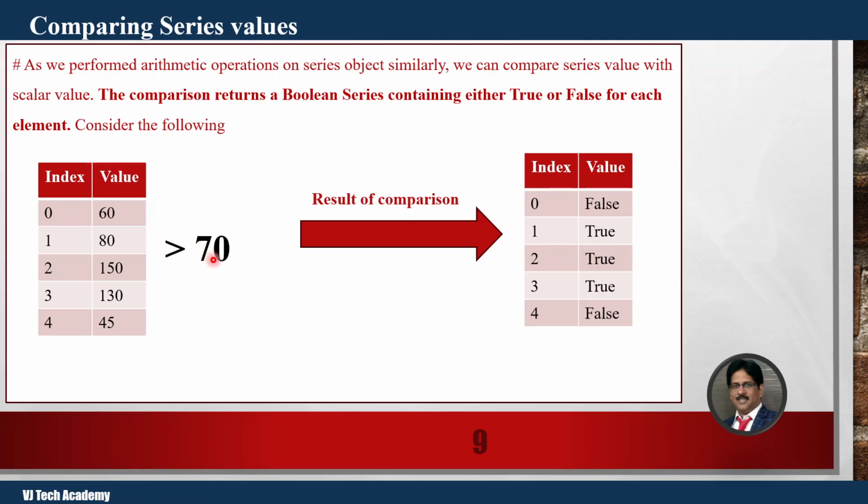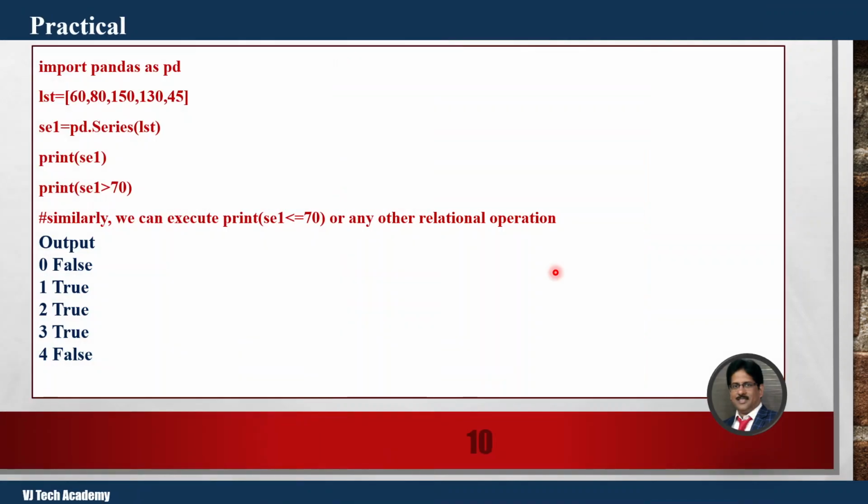80 greater than 70, yes, this is true. 150 greater than 70, this is also true. 130 greater than 70, this is also true. 45 greater than 70, this is false, so this is showing here as false. So this is the result of comparison. So we are allowed to compare a series object with a scalar value. Let's do it practically also. Just write down SC1 greater than 70 and the result will be displayed like this only.